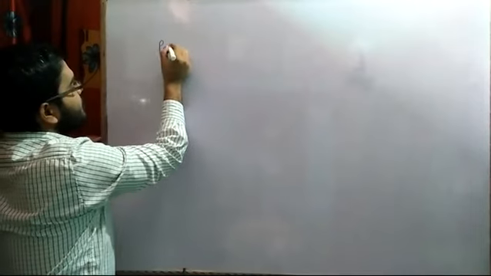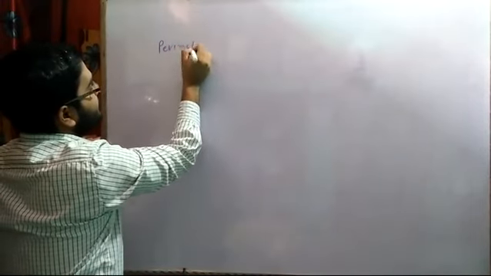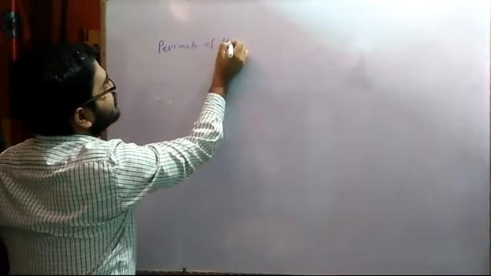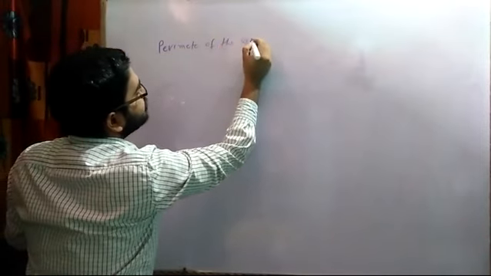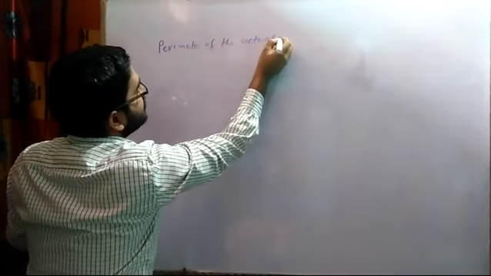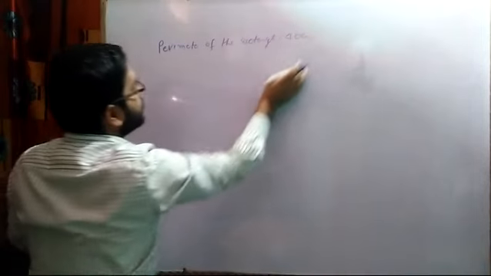So here we have the perimeter, right? The perimeter is given. Perimeter of the rectangle is equal to 40 centimeter.